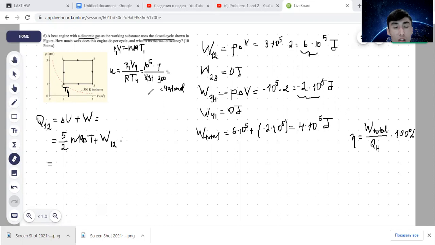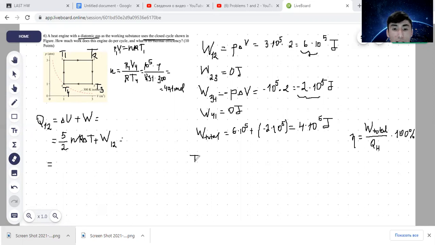So we found the number of moles. The number of moles will be constant for the whole cycle. And for delta T, we need to find T1 and T2, and also T3, because this number will be needed for this part, 3 to 1. So how can we find it?